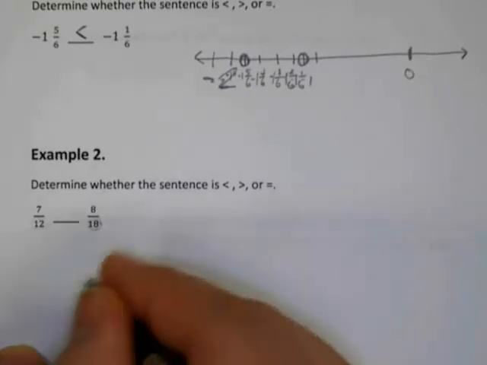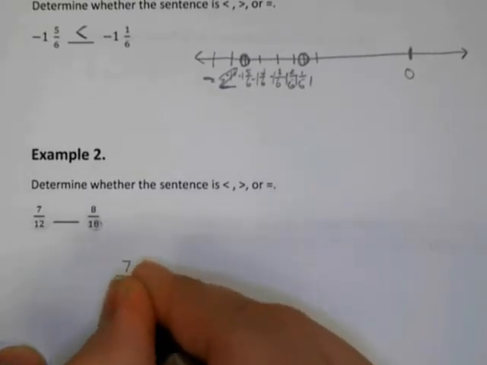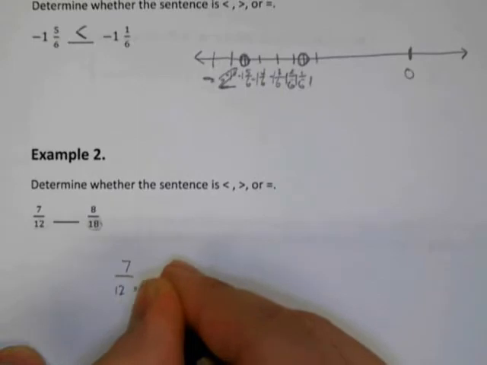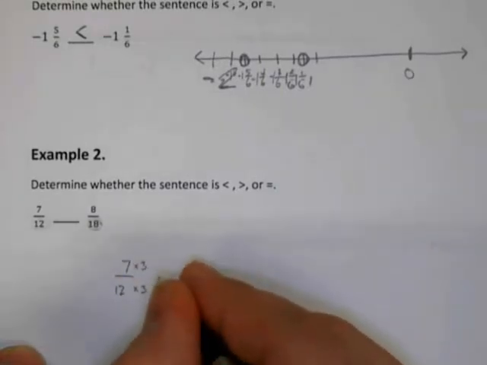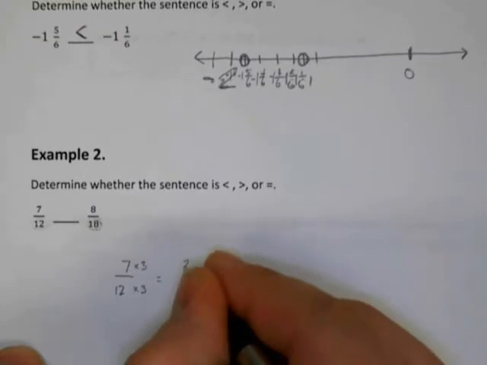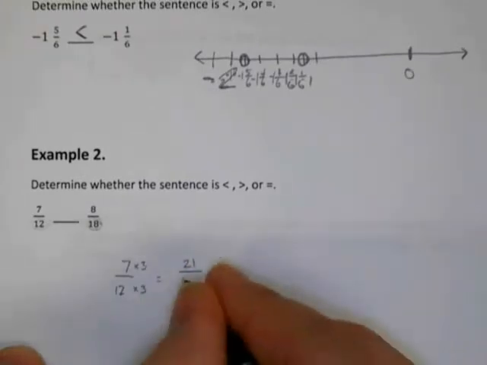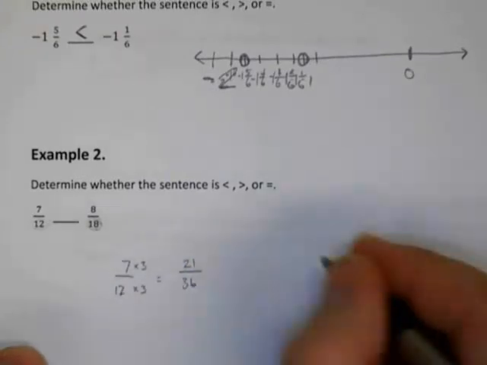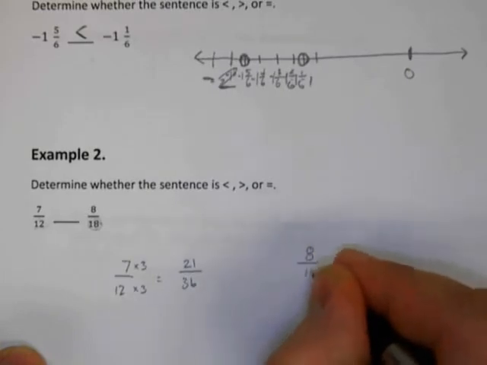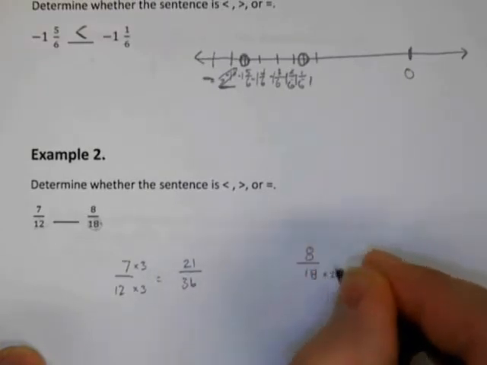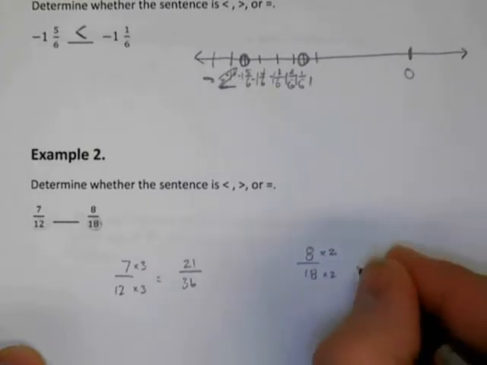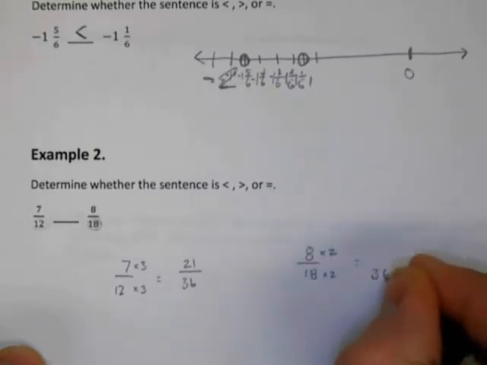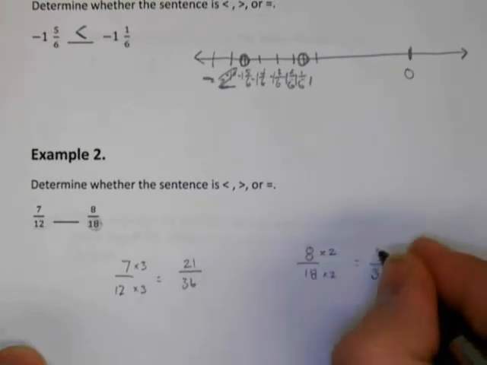So what we're going to do is take 7/12 first, and multiply both the numerator and the denominator by 3. And 7 times 3 is 21/36. And we have to take 8/18ths now. We're going to multiply both the numerator and the denominator by 2, because 18 times 2 will give us 36. 8 times 2 is 16.